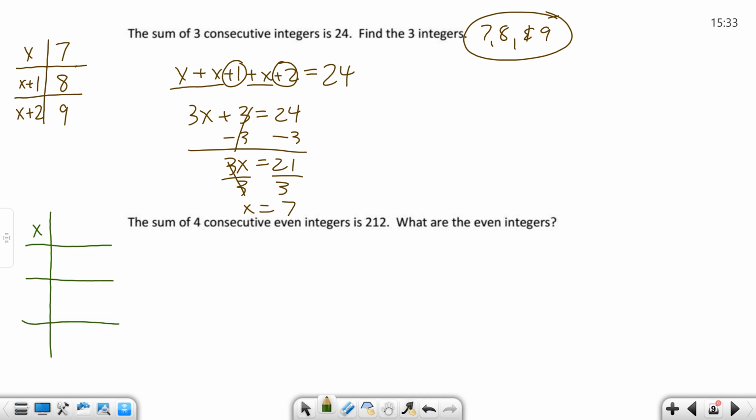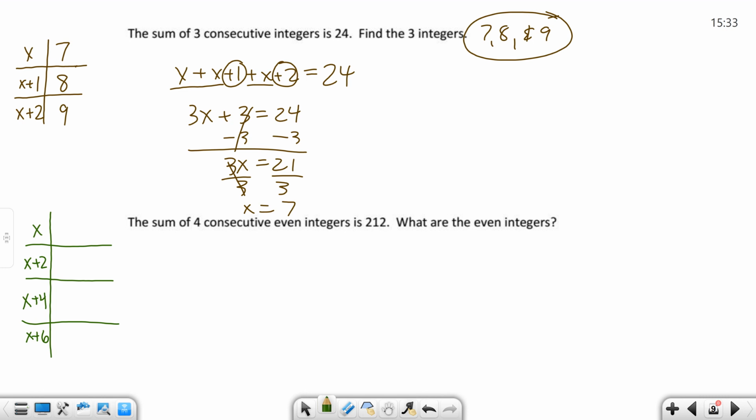I'm being really original here with my variables, x. So then if the first one is x, what's the next one? x plus 2, right? Because if it's 2, it's got to be 2 plus 2 is 4. You can't do plus 1, 2, 3. 3 is not even. So add 2 to stay even. Then what do you have to do for the next even number? Plus 4. And then finally what? Plus 6. So if it starts with 2, you get 2, 4, 6, 8. Right? Those are your 4 consecutive even integers.